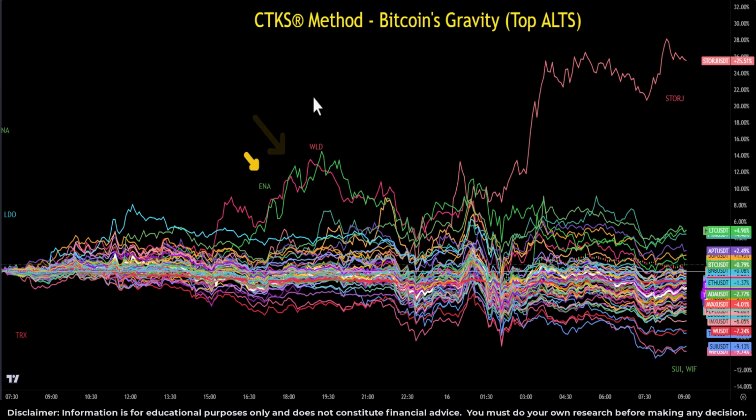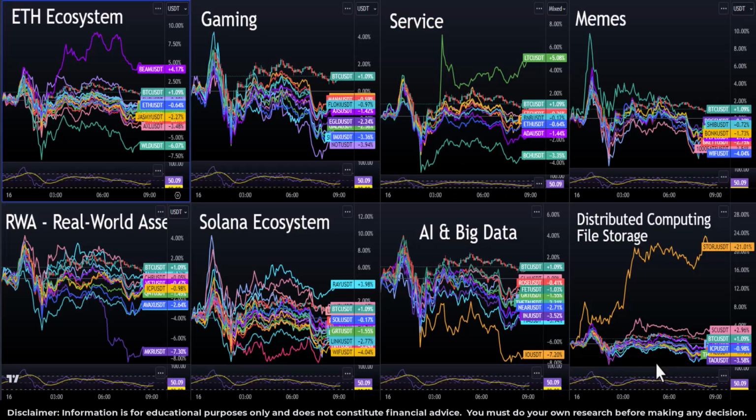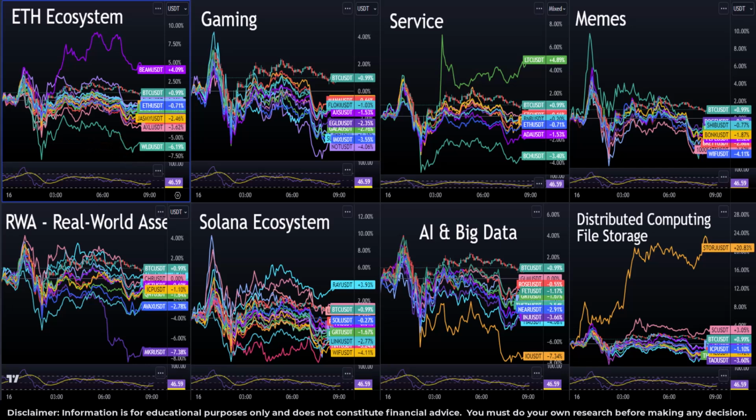We can see ENA and WorldCoin were doing pretty well. And now storage, the Filecoin ecosystem, is starting to come up. But we can also notice SUI and WIF are on the lower end. Different ecosystems will behave differently, and when we're looking at the Ethereum ecosystem, Beam is out in front, doing not too badly, WorldCoin down the bottom. Inside RWA, real-world assets, pretty much everything has been hit. What about gaming? Yeah, that's been hit as well. Ray is not doing too badly inside the Solana ecosystem. And inside the scene, Litecoin is doing pretty damn well.